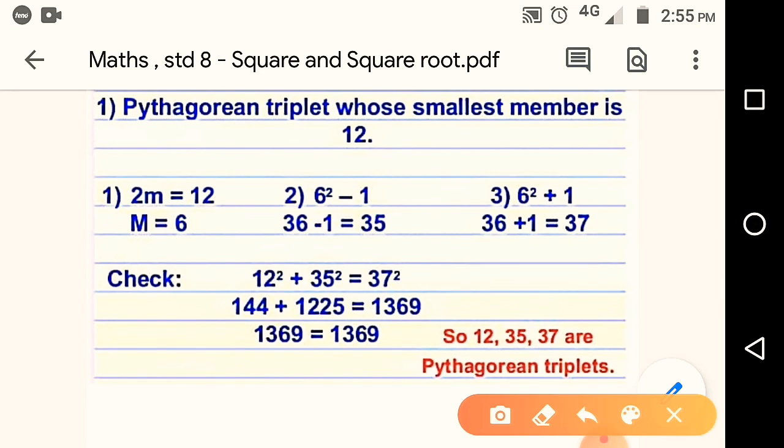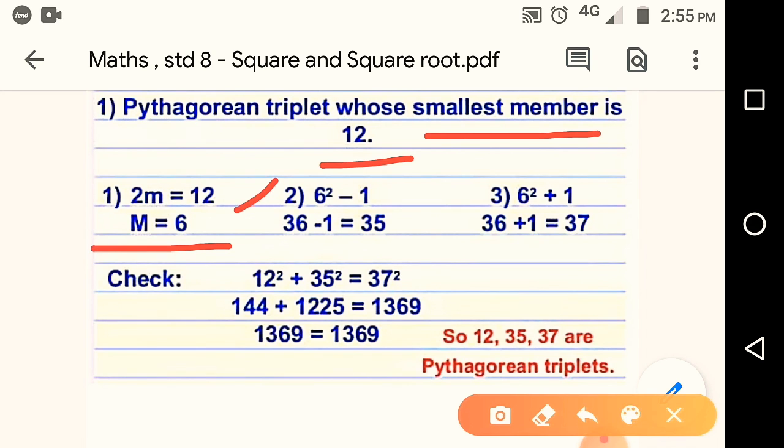Suppose if one triangle is there and one side is given of that triangle. Okay, one member is given to you, smallest member 12. Okay, there is a right angle triangle and one side length is given 12. How you will find other two? So this is the formula to find out. You will start with 2m equal to 12.